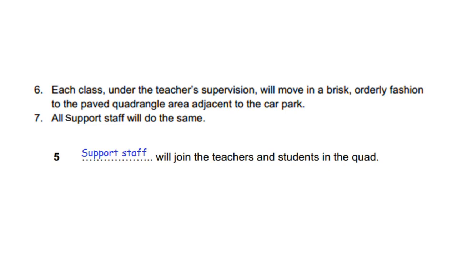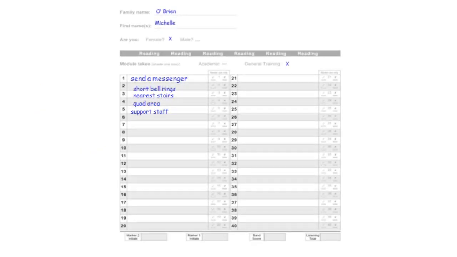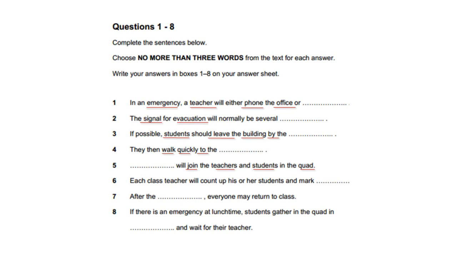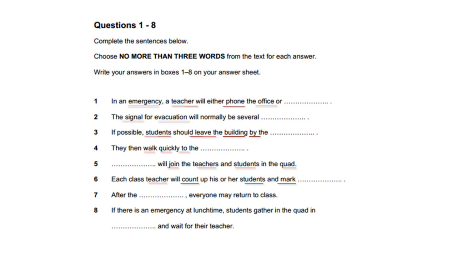So please go to your answer sheet and write all support staff for the 5th answer, and then simply go back and read the 6th question. For question 6, you need to complete the following sentence. Each class teacher will count up his or her students and mark something. First, underline any keywords. I would underline each teacher, count students and mark. Then go back up to the text and scan the text for the answer.